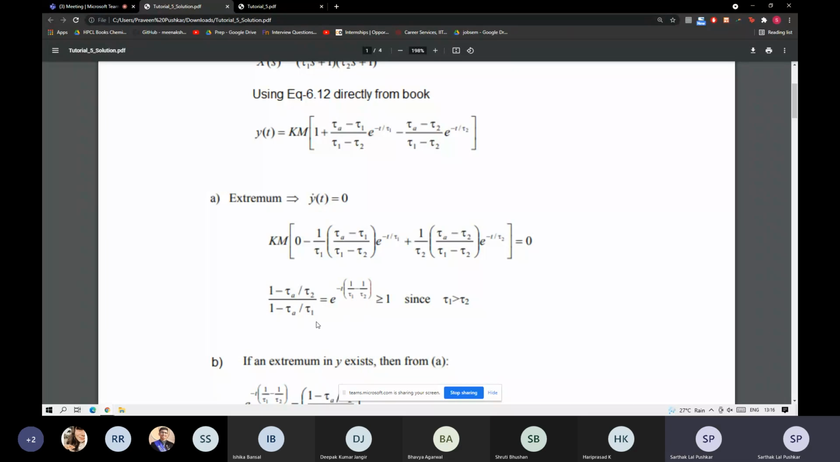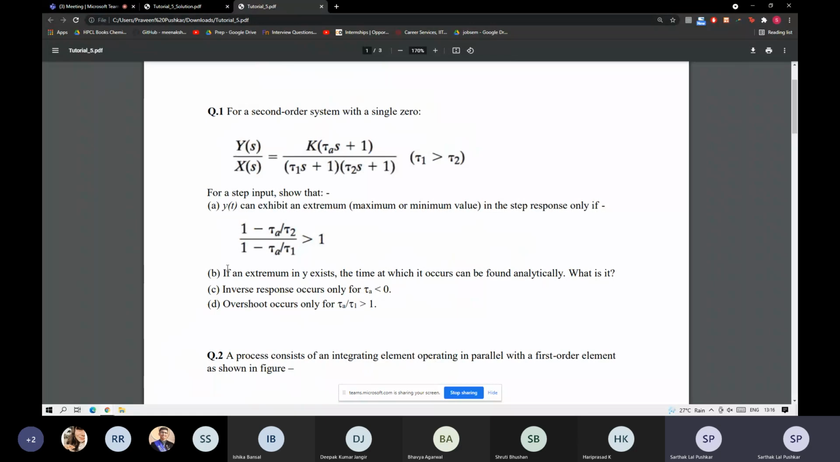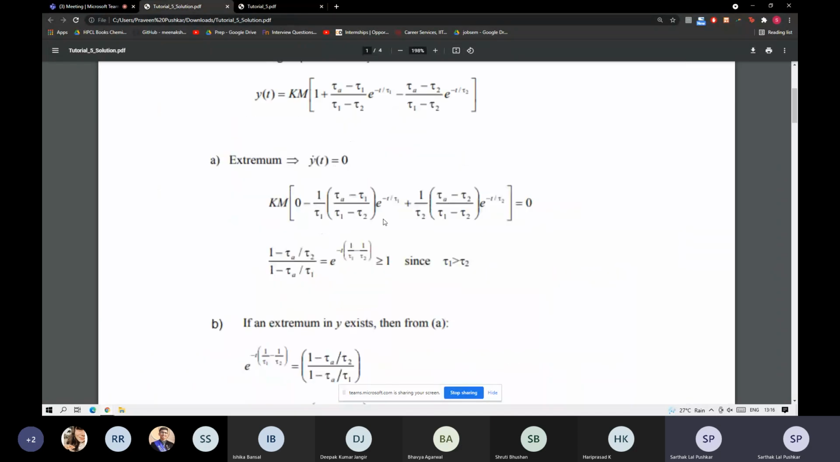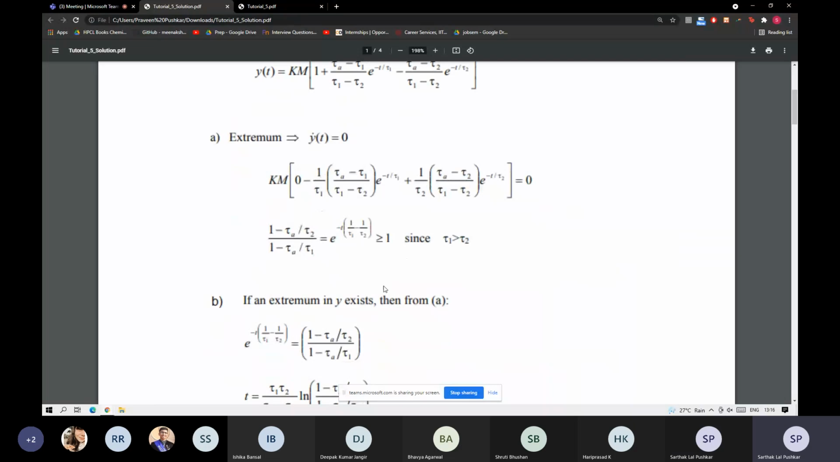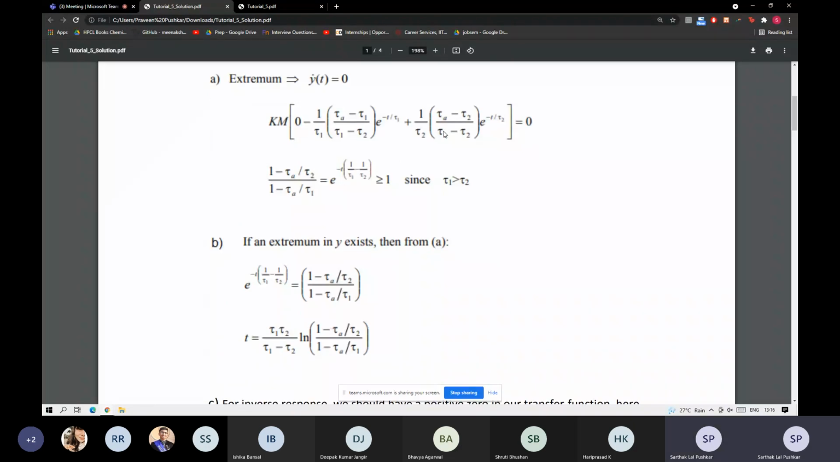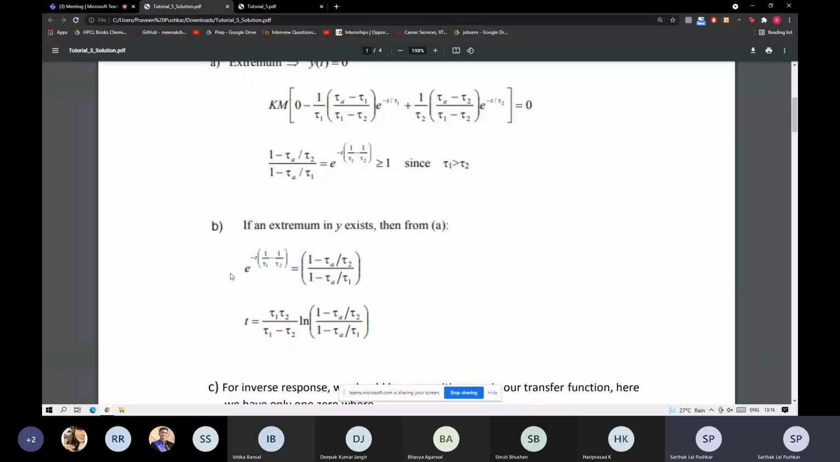For the second part, if an extremum in y exists, the time at which it occurs can be found analytically. From here, we equate the first derivative to 0 and then get the value of t. We can get the value of t by simply taking natural log on both sides, and we get t equals this equation.